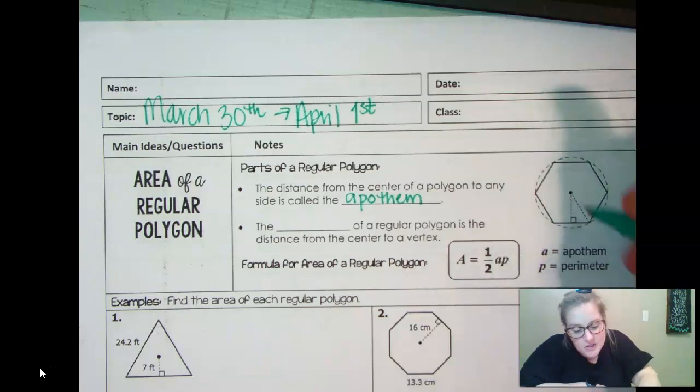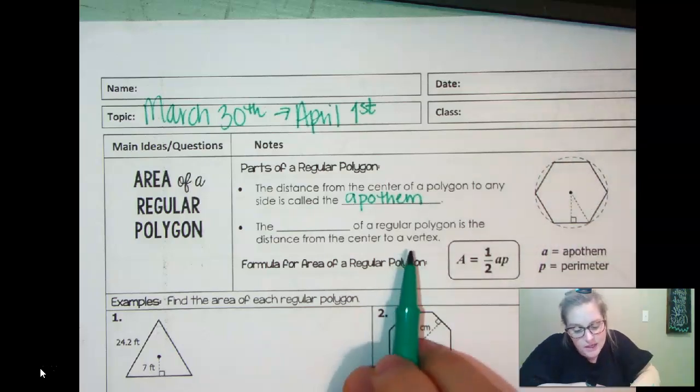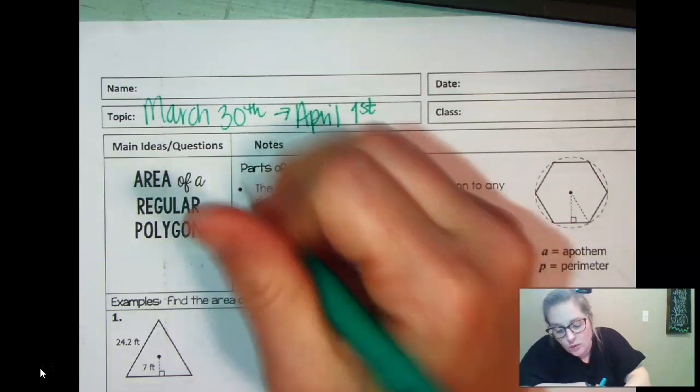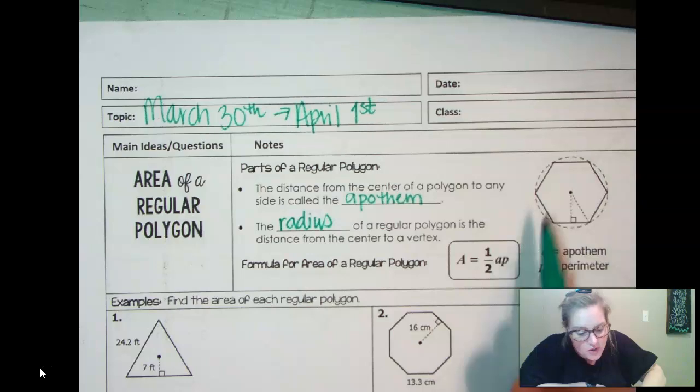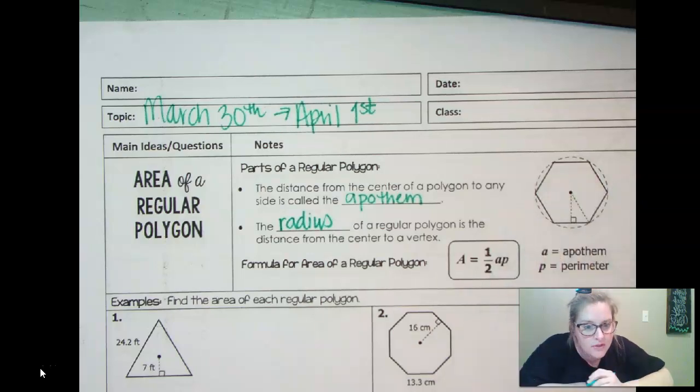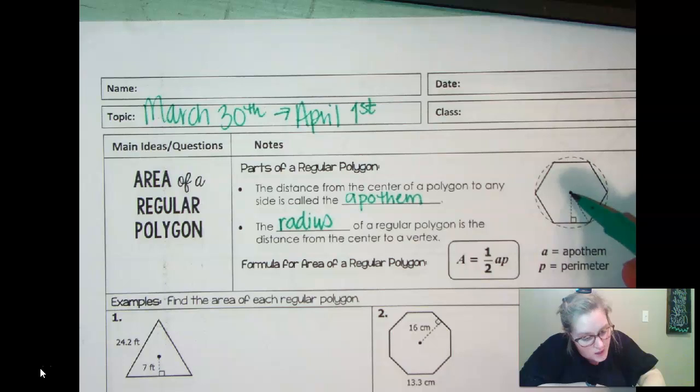From the center to the vertex of a regular polygon is the radius. Just like a circle, that's why they drew that dash circle around there. So that would be the radius of a circle because those vertices are going to sit on that circle. So if you go from the center to a vertice, that's the radius.